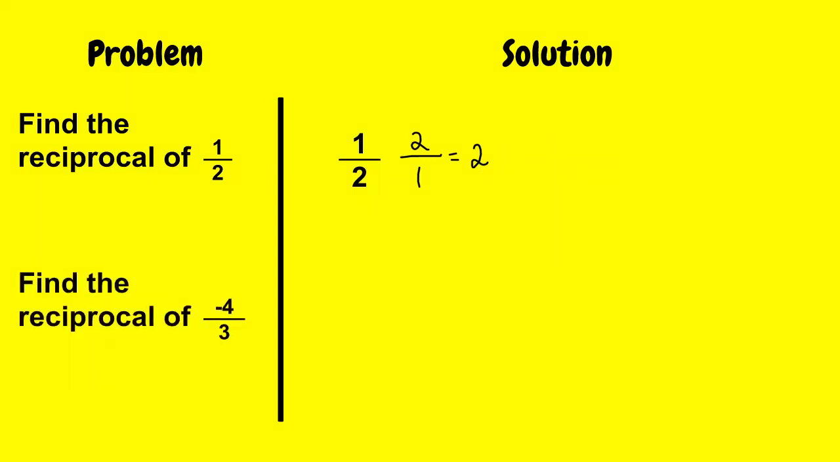Let's take a look at this next example. Here it says to find the reciprocal of -4 over 3. So in my fraction, I just have to flip the fraction. So remember, flipping is just simply switching the numerator, which is the top number, with the denominator, which is the bottom number. So if I flip it, I would get 3 over -4. And I cannot simplify that, so that's going to stay the same.